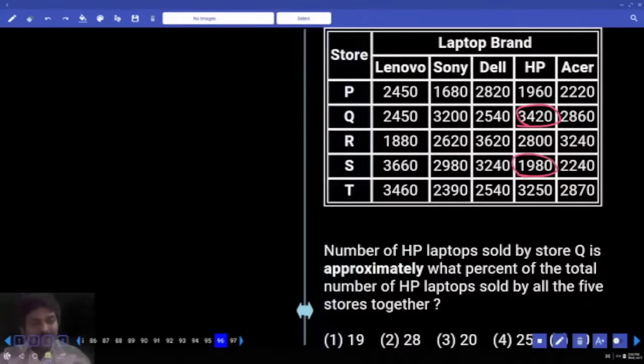I am observing the last 2 digits. The S value is ending with 80. If I want to make it a round figure, I need 20. 20 is in Q. So if I add those 2 numbers, 20 added to 1980 becomes 2000, 3400, 5400. Sum of these 2 numbers. Is it okay? Right. 2800, 3200, 6000. Come on.